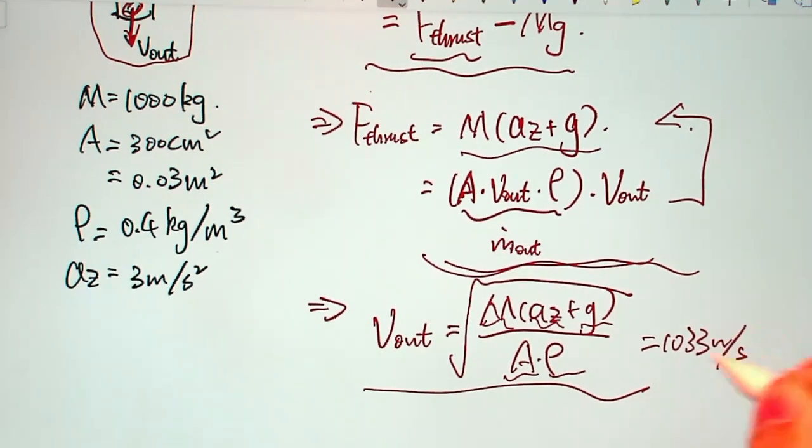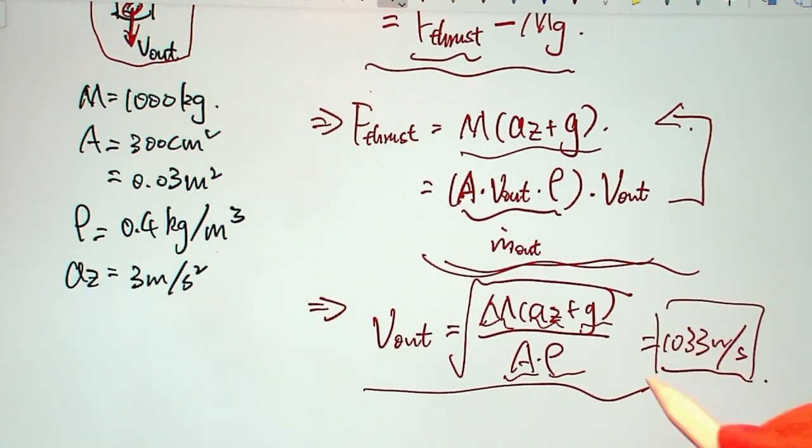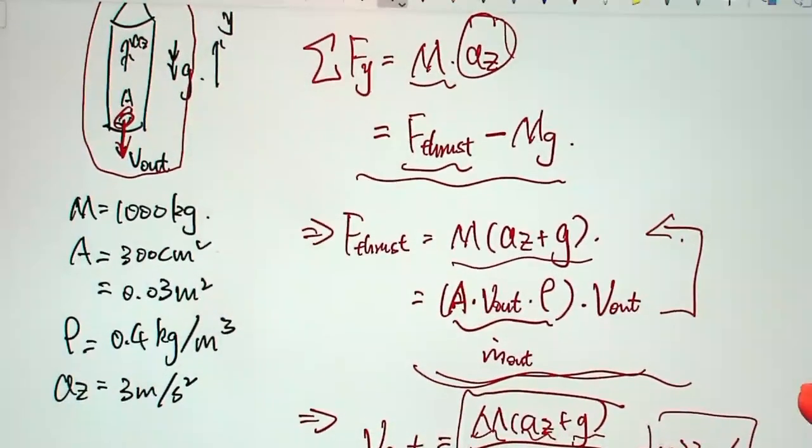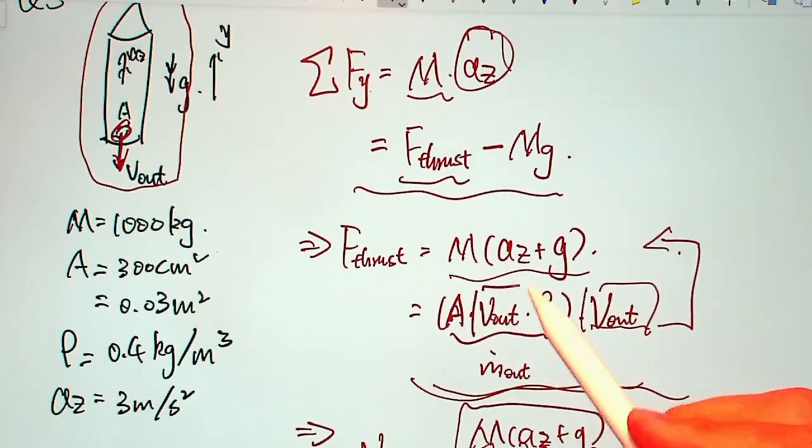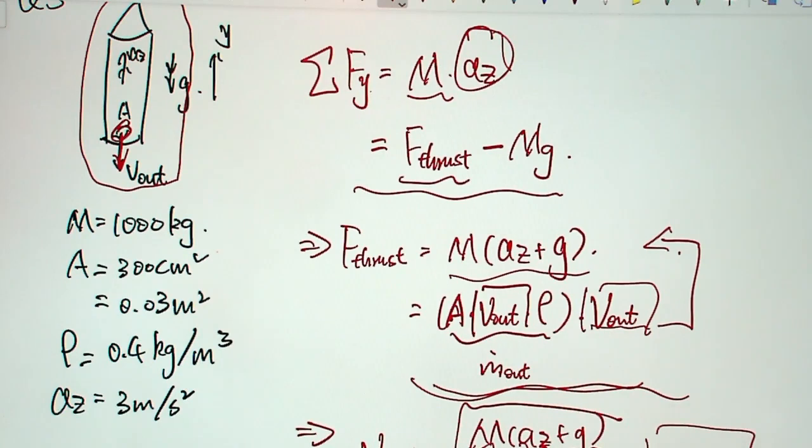1,033 meters per second. Is that the answer on your tutorial sheet? Yeah, so that's the correct one. I thought I missed a decimal or something, but that's a correct answer. Why did you take the square root? Because we have two v out here. We have one v out to calculate the mass flow rate and the other for the velocity.